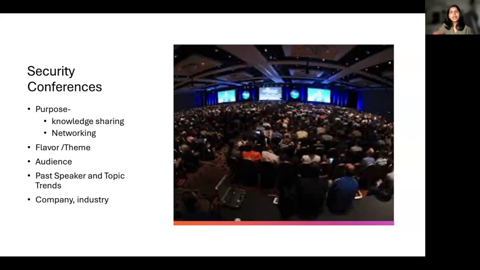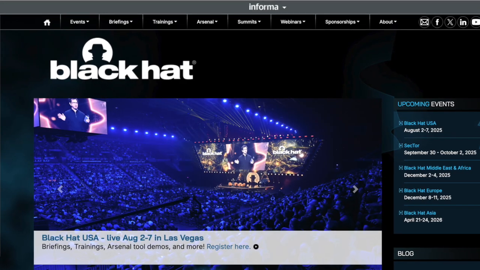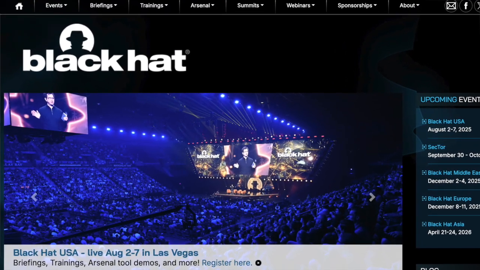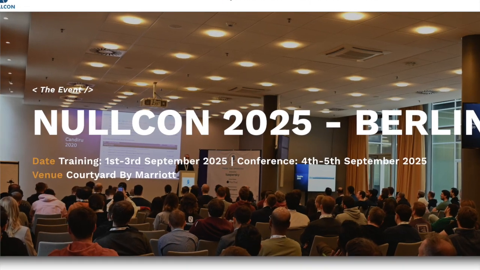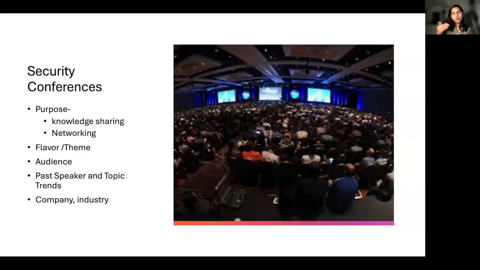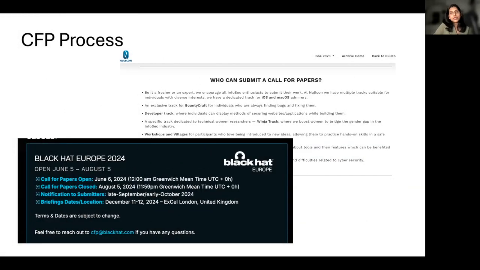Some of them are really good, really valuable, good research that's being presented in those. And there are others which are industry-wide conferences where, for example, Black Hat or DEF CON, you have NullCon, all of these other conferences, global, some of them regional, which are mostly focused on industry-wide areas of relevance.